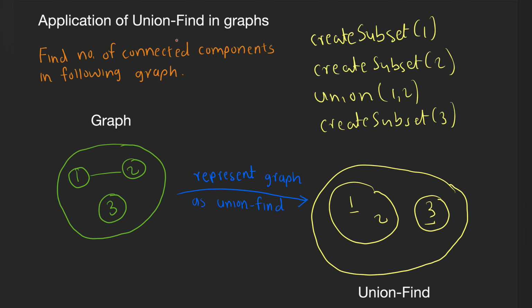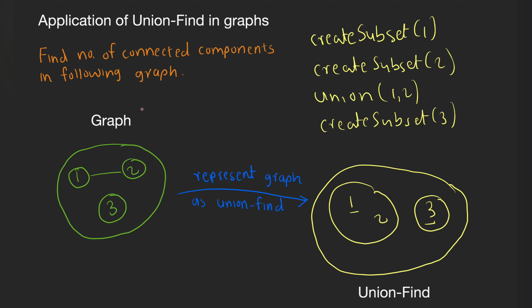Union find data structure has many applications in graphs. A graph can be represented as a union find data structure very easily. Every vertex or node in a graph can be assumed as a member of this union find data structure, and every edge in a graph can be assumed as a union between these members. So this graph can be easily represented as this data structure using these set of operations.